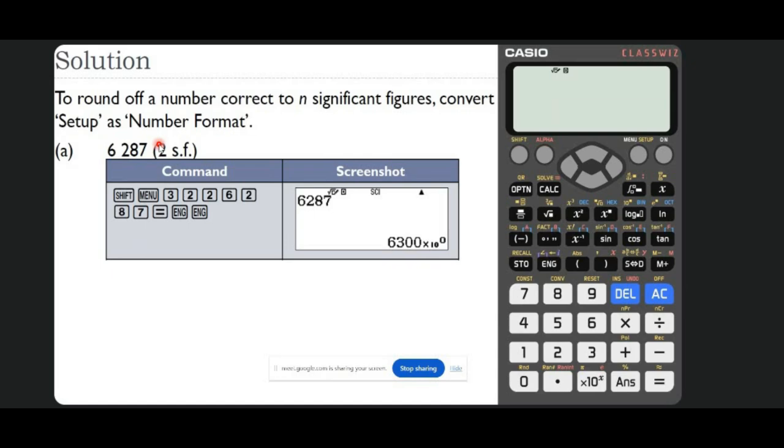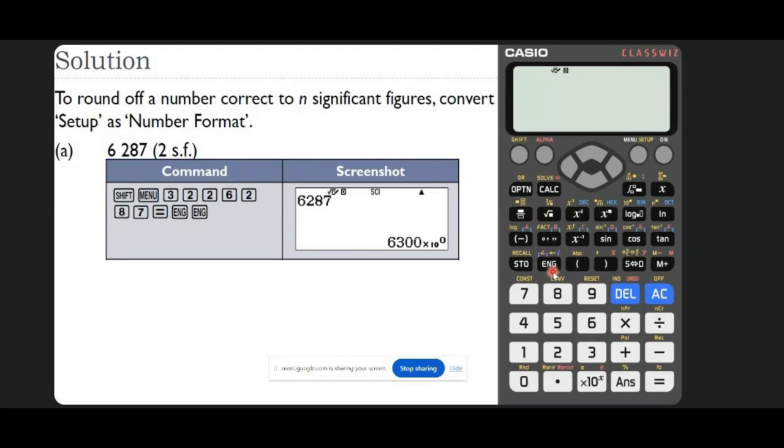And then you can key in your number 6287, press the equal sign. You will get 6.3 times 10 to the power of 3. So how to get 6300? You need to press the ENG symbol again. Press the ENG.